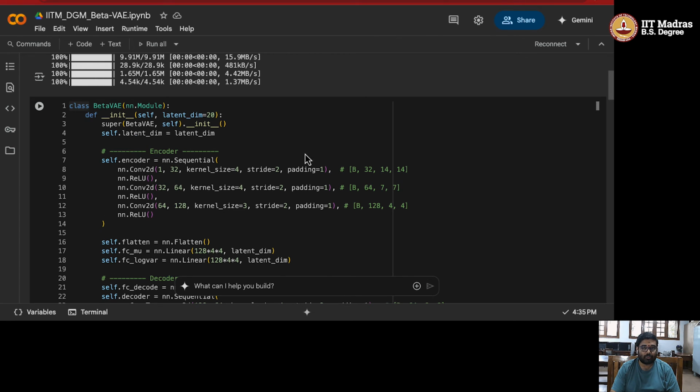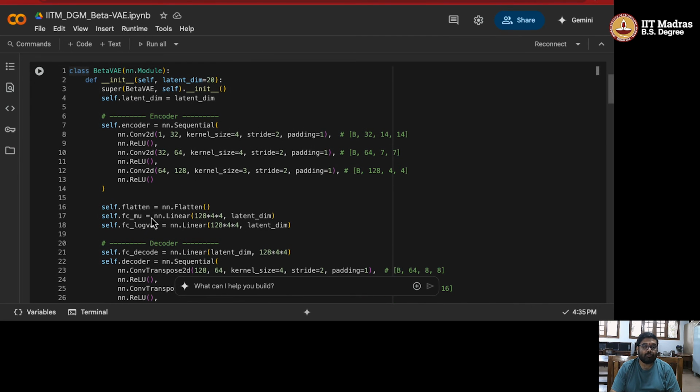Now, I presume that by now you should be comfortable with looking at the structure of CNNs, and then you flatten it up. Okay. Then you have a linear layer to get the mu and then the sigma. So this is 128, 4 cross 4. You flatten it up to the latent dimension 20. And even your sigma is 20. And do you know why we are putting even sigma to be 20? Because we are only getting the diagonal elements. Okay. So that is what you are doing.